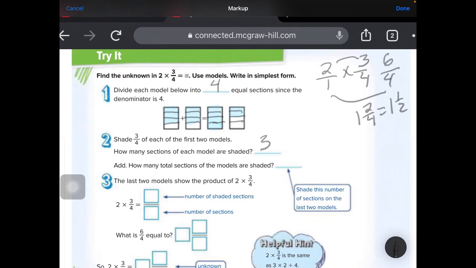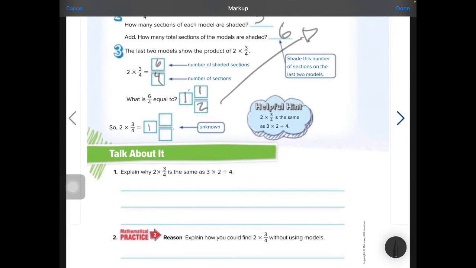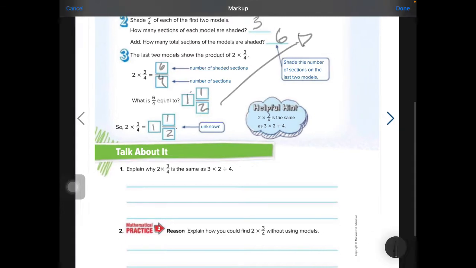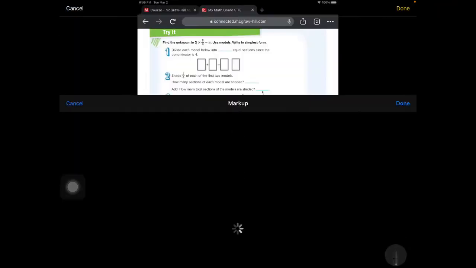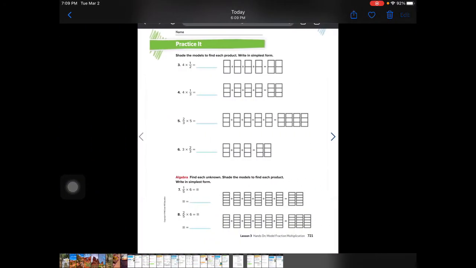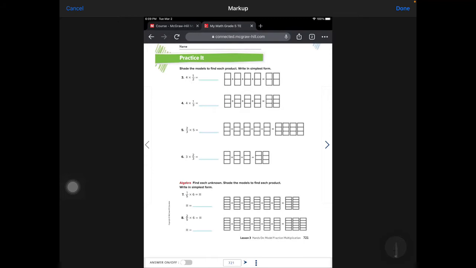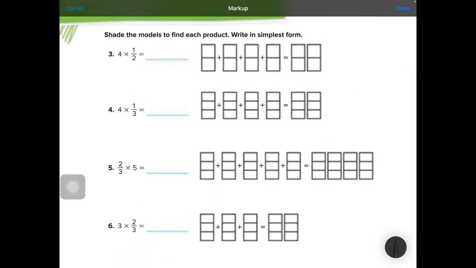How many sections of the model are shaded? How many total sections are shaded? Very good. So then we know that 6 over 4 equals 1 and 1/2, which is what we got over here. So the final answer is 1 and 1/2. All right, we are going to be done with that page and jump on over to this page because there's lots of coloring involved. Coloring is fun. This is great for a crayon, colored pencil, or a highlighter.